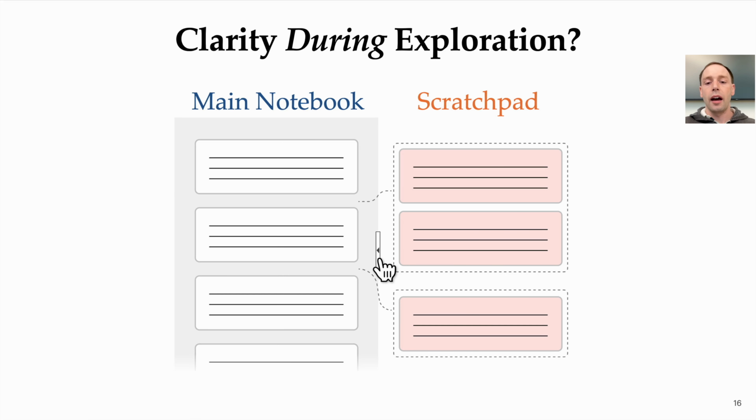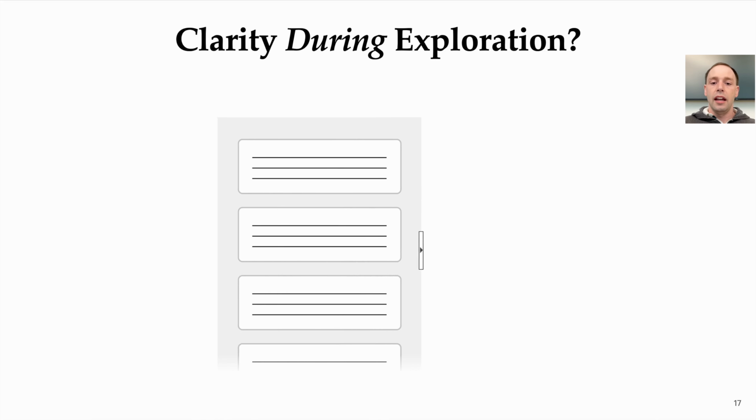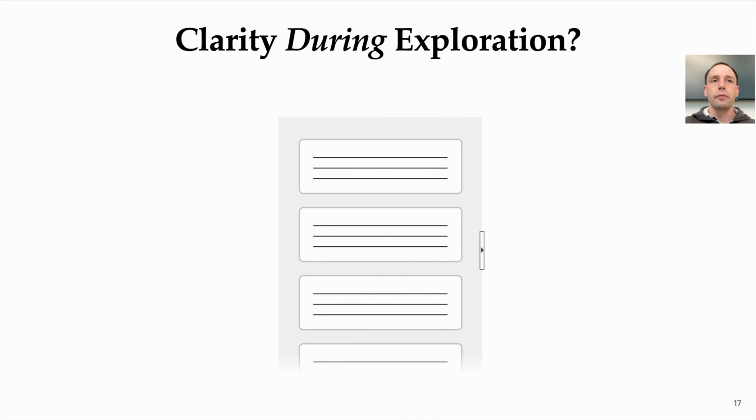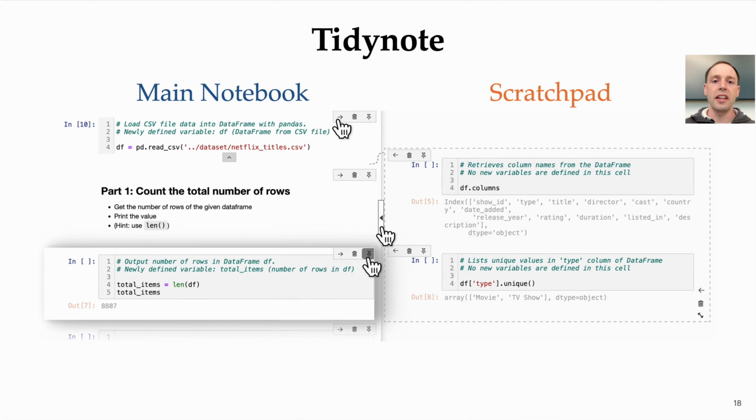And then at any time you can click the button in the middle and hide the scratch pad to just show off what you need to for other people. All right? So that's our big idea in Tidynote. We're going to take a regular Jupyter notebook and we're going to add a scratch pad on the side.